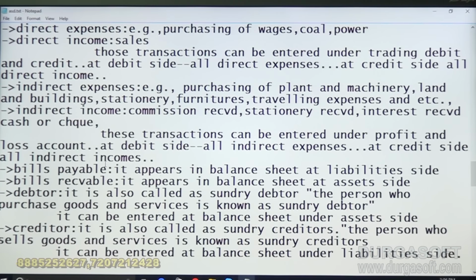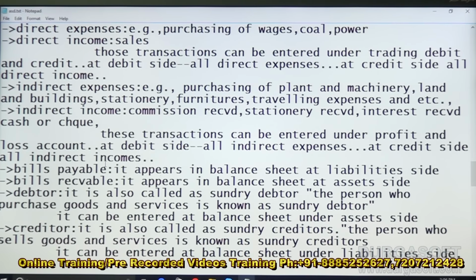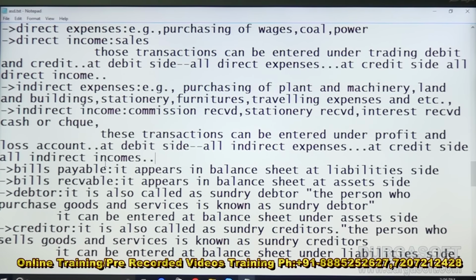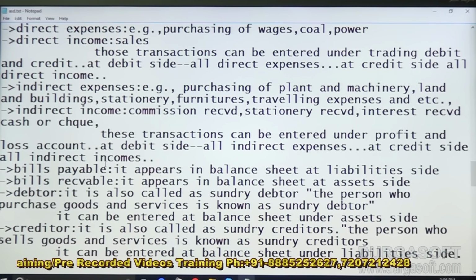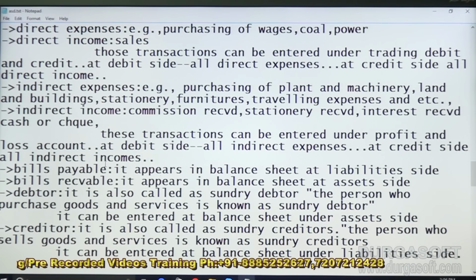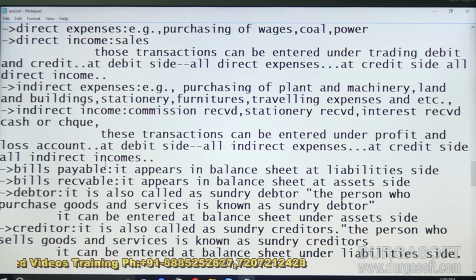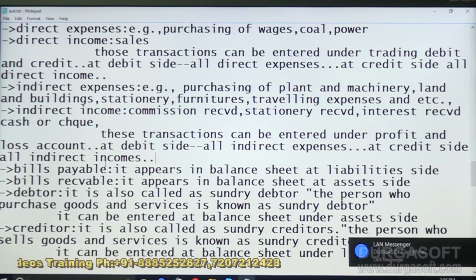Creditors here means customer. The person who purchases goods and services is known as a customer. The person who sells the goods and services is known as a vendor. Business will be of two types. In some situations it acts as a customer and also as a vendor. Every person, every business, whoever it may be, acts in two ways: one is debtor and one is creditor, that is nothing but customer and also seller. All those types can be entered under the trading account, profit and loss account, and also the balance sheet.